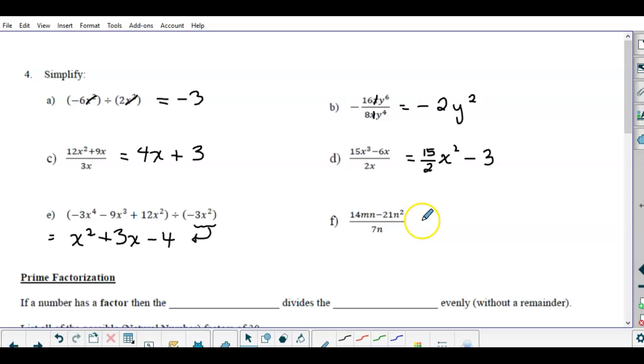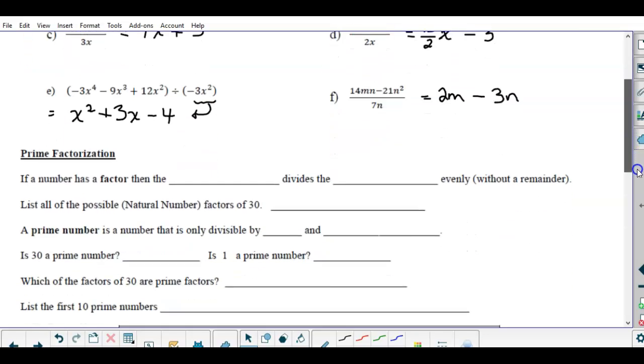Okay, then here 14 divided by 7 is 2. The n's divide out, but there's nothing to divide out the m. And then 21 divided by 7 is 3, and it's minus. Okay, and n squared divided by n is n. You just have to treat every term the same, just like you did when you were multiplying.